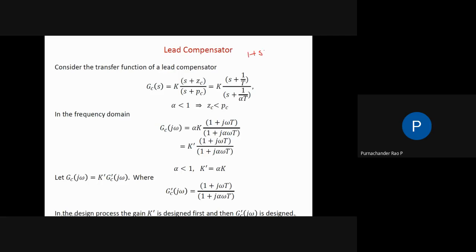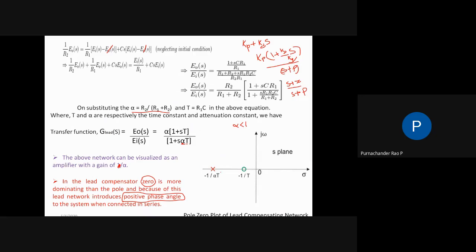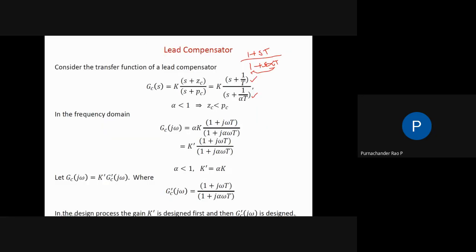So we have 1 plus sT divided by 1 plus s into alpha T. I am taking this alpha T to this side. So you get one zero and one pole, located at minus 1 by T and minus 1 by alpha T. The 0 is at minus 1 by T, and the pole is at minus 1 by alpha T.